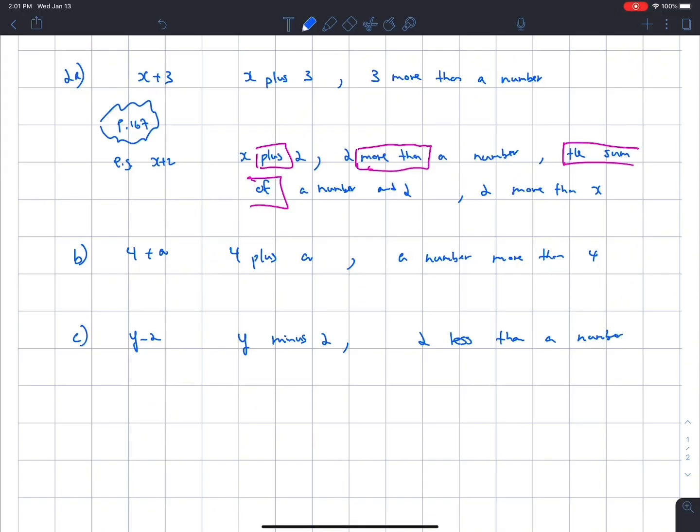So be very careful, right? This is 2 less than a number. The number is y. So 2 less than a number means y minus 2 here.